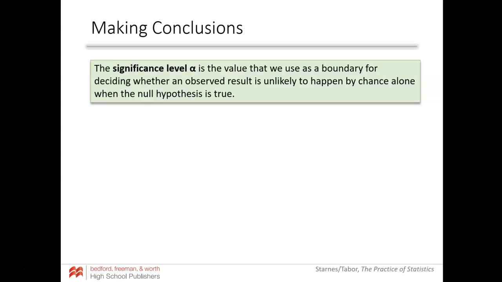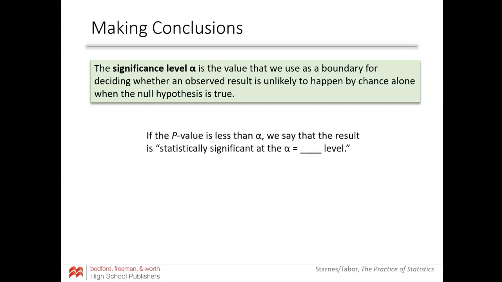So a significance level, and that's an alpha, not an A, it's an alpha, is the value we use as a boundary for deciding whether an observed result is unlikely to happen by chance alone, when the null hypothesis is true. So before we even start our data collection, you should, as a good experimenter, set up a significance level that you're hoping to work with. They're going to state it at the alpha equals blank level. And we did see this with confidence intervals. I know we use different wording, but it was the same idea. So if the p-value is less than alpha, we say that the result is statistically significant at the alpha equals blank level.